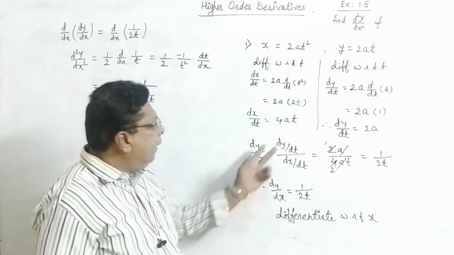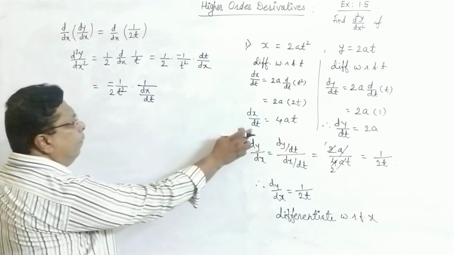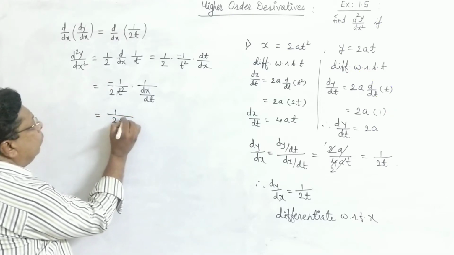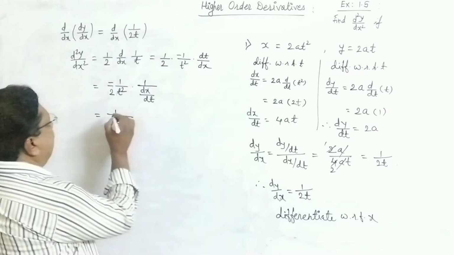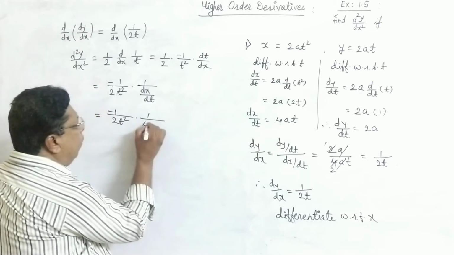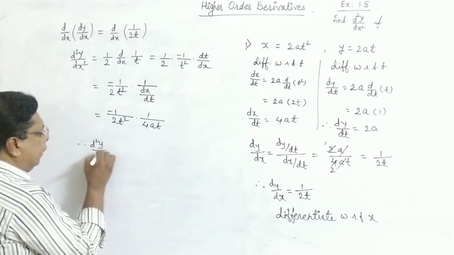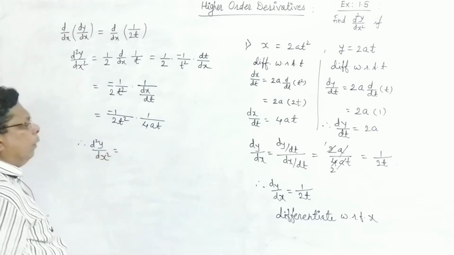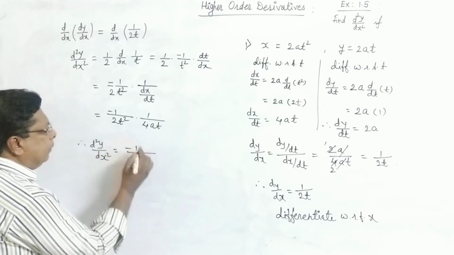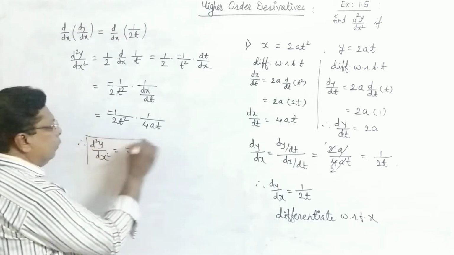What is dx by dt? dx by dt is equal to 4at. Substitute the value of dx by dt here: it is equal to minus 1 upon 2t square into 1 upon dx by dt, which is 4at. Therefore, the required d square y by dx square is equal to minus 1 upon 2 into 4, 8at square into t is t cube.